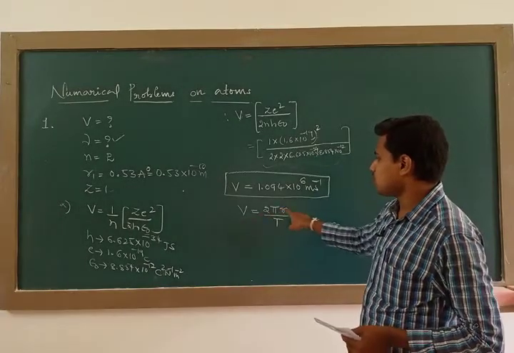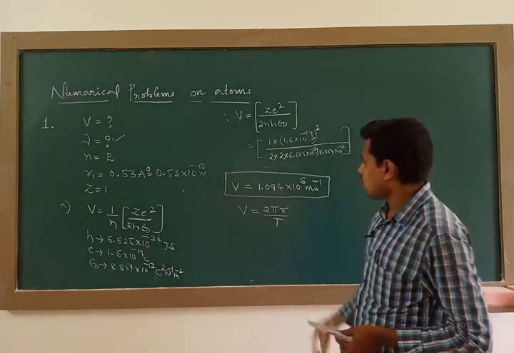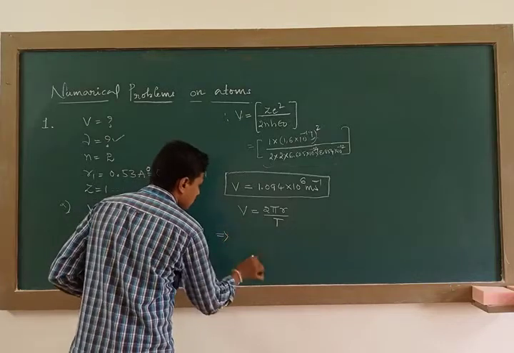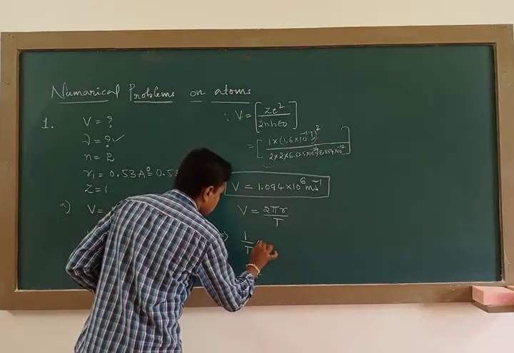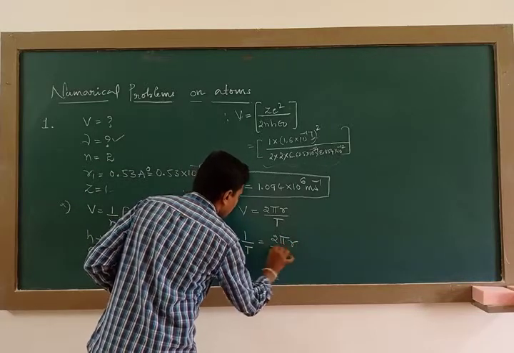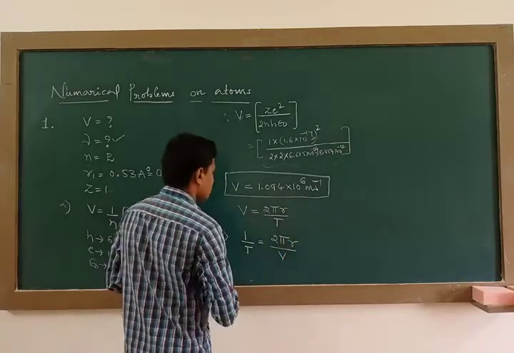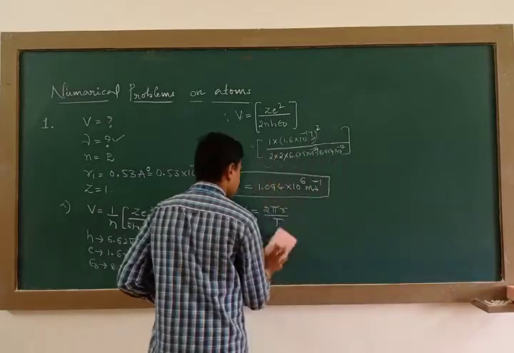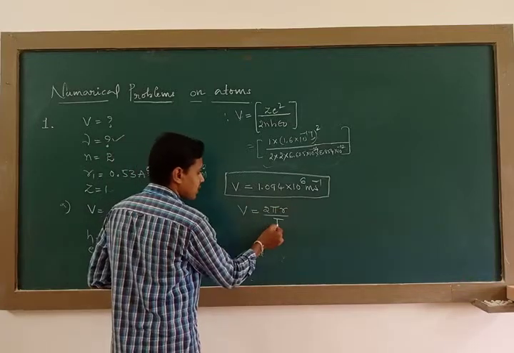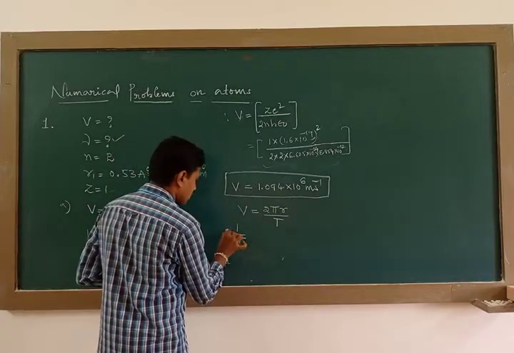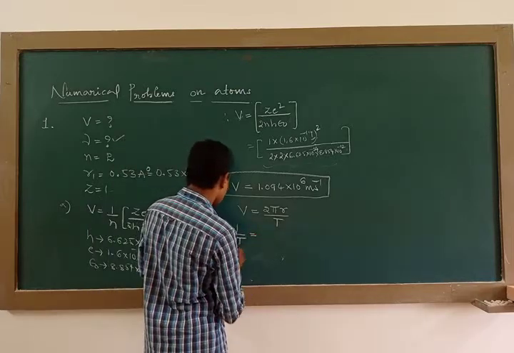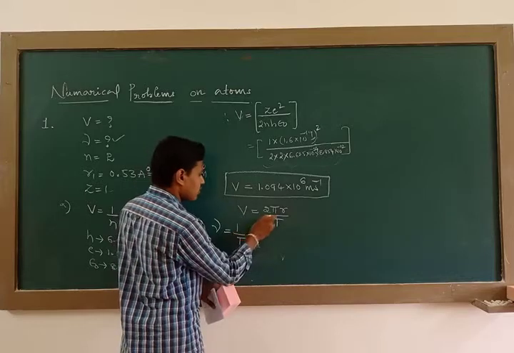V is equal to 2 pi r divided by t, or I can write it as 1 by t is equal to V divided by 2 pi r. So I am going to write V is equal to 2 pi r by t. I want 1 by t, because what is 1 by t? That is frequency. So frequency is equal to 1 by t, from this equation.